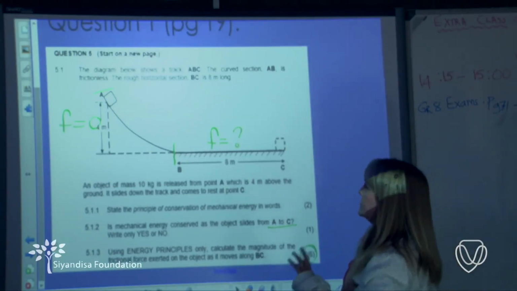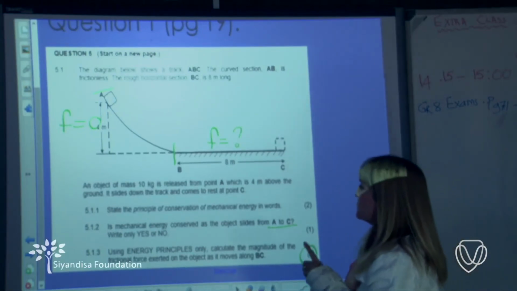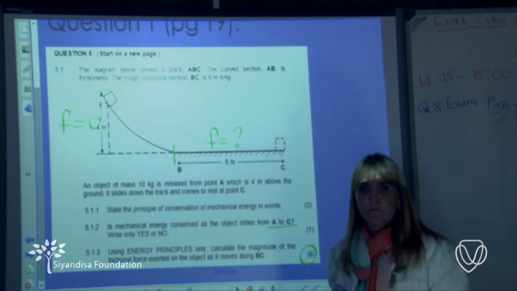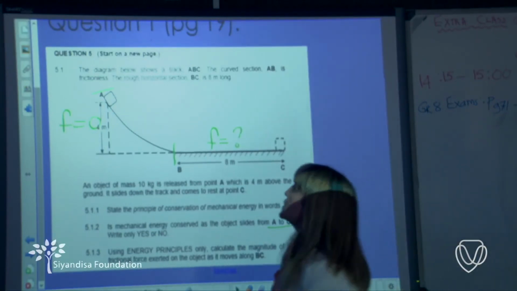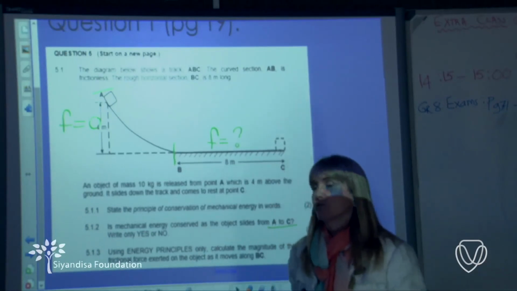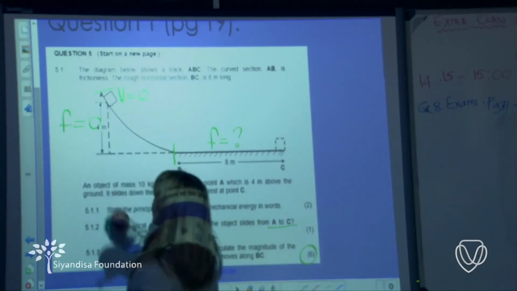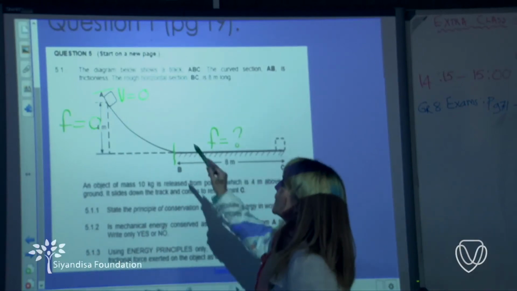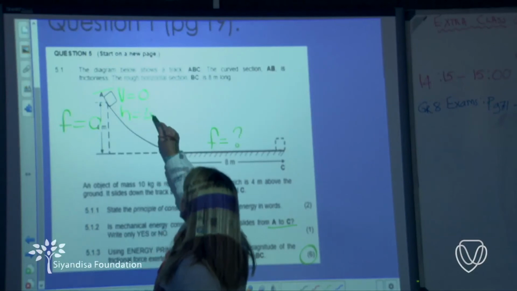Right, what do we know? We know that the object is released from point A. Now, when they say released, it means that its initial velocity was 0. So fill in the information that you've got on your diagram. At this point here, the velocity was equal to 0. Right. We also know that its height at this point was 4 meters.